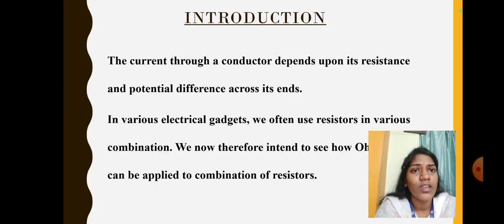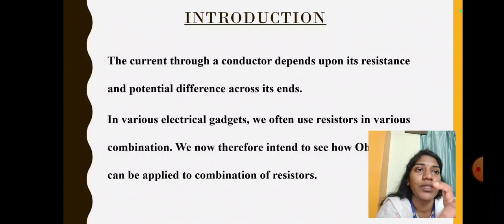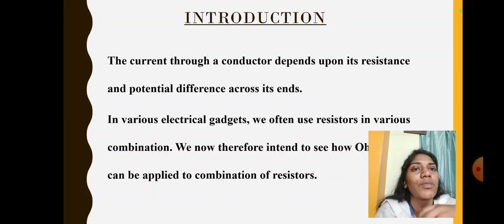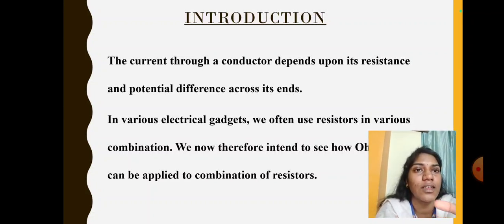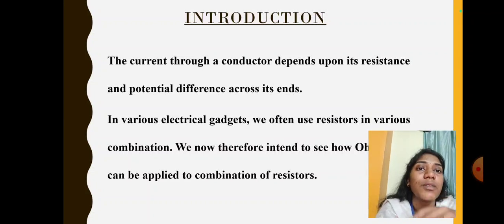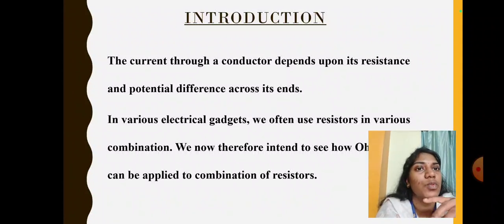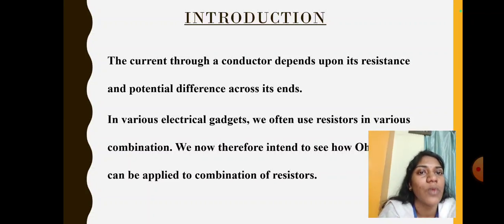So the current through a conductor depends upon its resistance and the potential difference across its ends. This is from Ohm's law. Everyone knows Ohm's law, where the potential difference across a circuit is directly proportional to the amount of current that is passing through that circuit. V is directly proportional to I, the current, and R is the proportionality constant. So we get V is equal to IR.